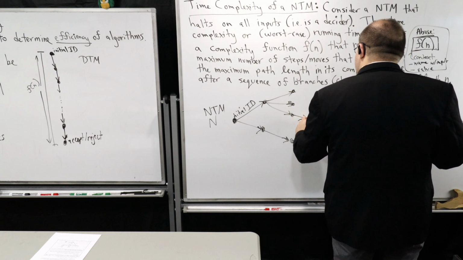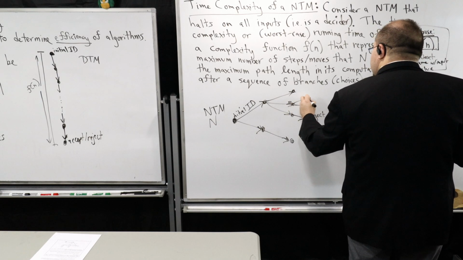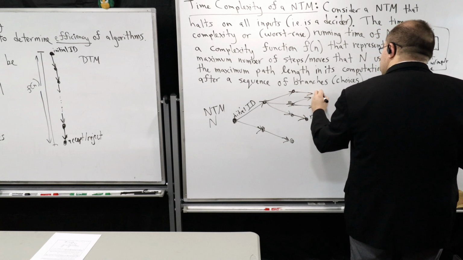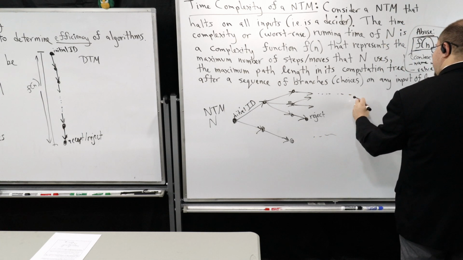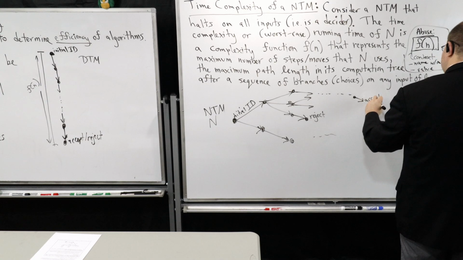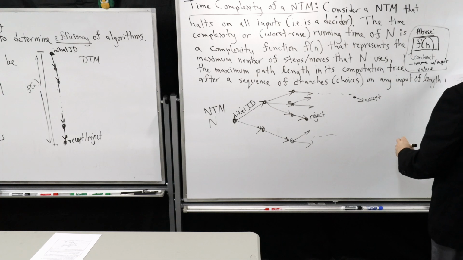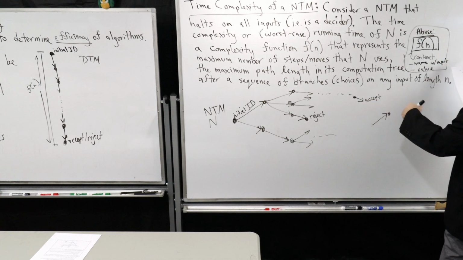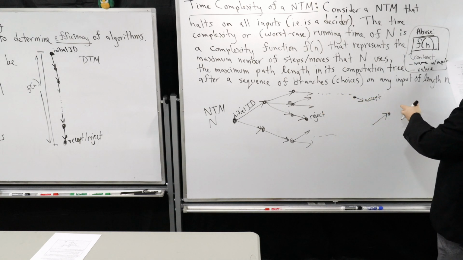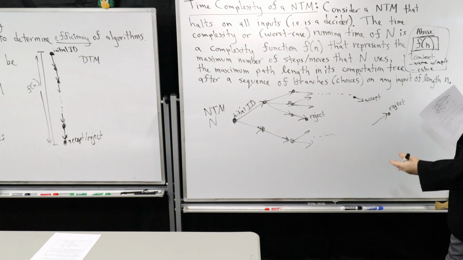Now, because it's a decider, some of these may lead you to a reject. Others may still continue to process. And somewhere down the line, one of these may actually accept. However, it's very possible that there might be some path along this computation tree where it rejects, but it may happen much later on.